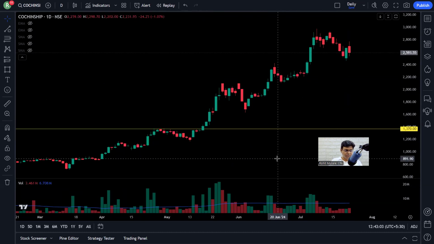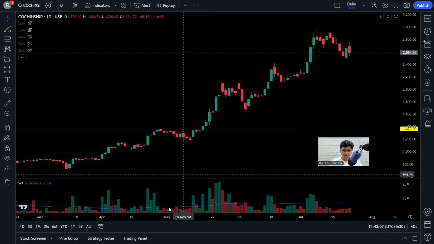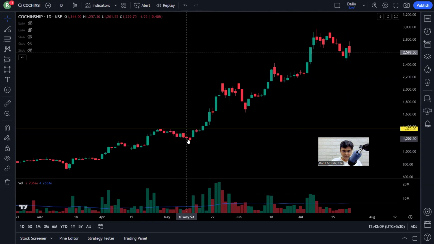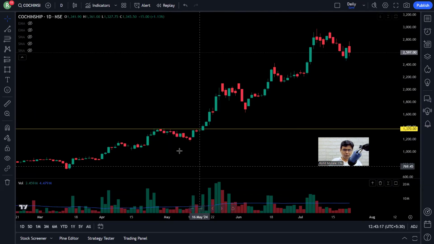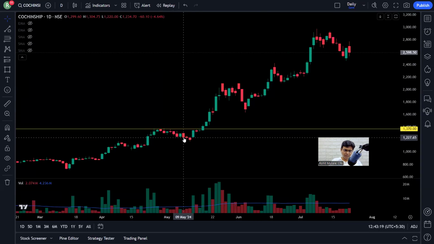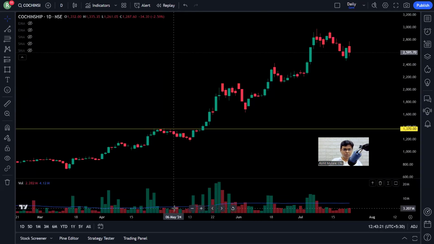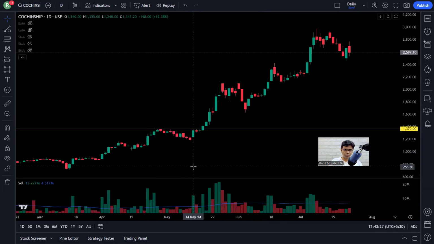And number 10 is buying volume versus selling volume. If you look at this base, whenever there is a red candle, all the red bars are below the blue line. Blue line is the 50-day simple moving average of the volume. Whenever there is selling, or a red bar, the volume is below the blue line. But whenever there is buying, which is the green bar, you see the volume shoots up.